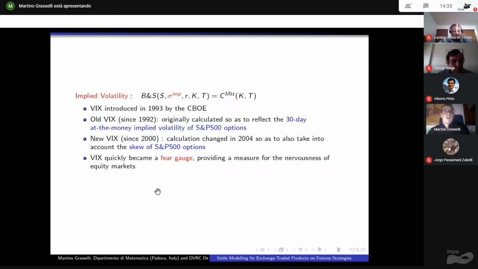Okay, so the notion of implied volatility, of course, comes from the Black-Scholes formula: the wrong parameter to put into the wrong formula in order to get the correct price, which is the quoted price of the option. And there was an index introduced in 1993 in Chicago, and modified since 2000 in order to take into account the skew of S&P options. And nowadays, VIX really gives the temperature of the fear gauge in the market.